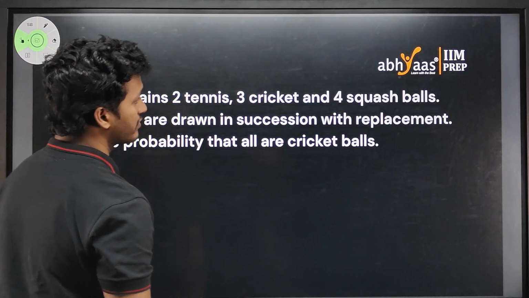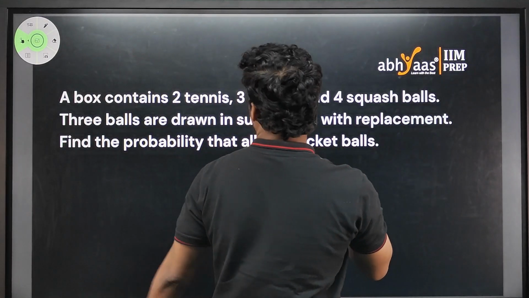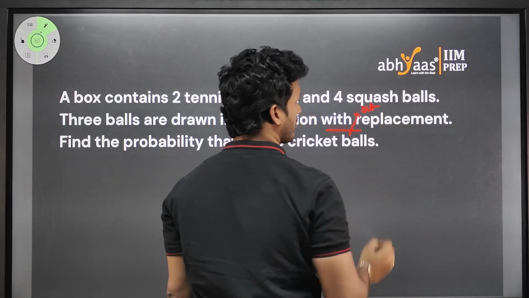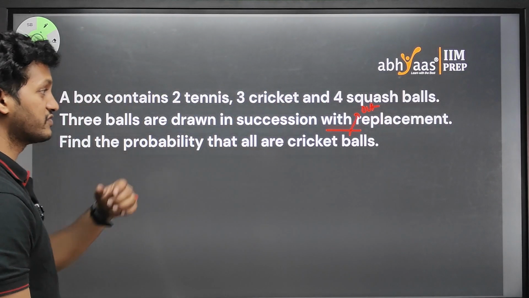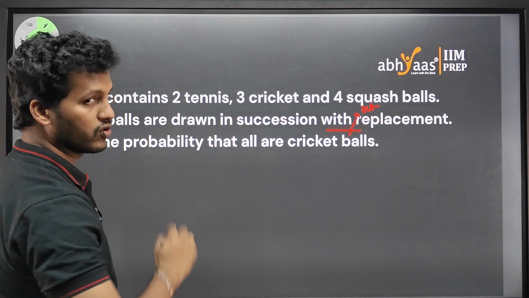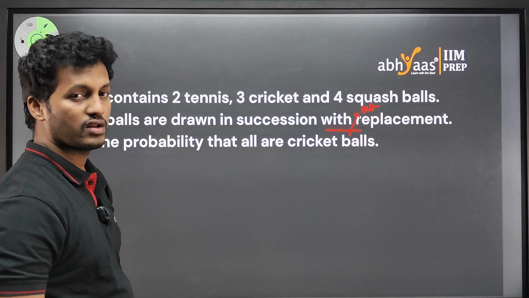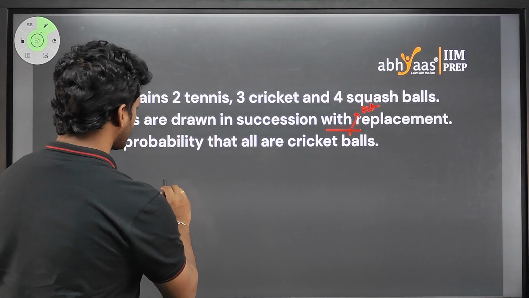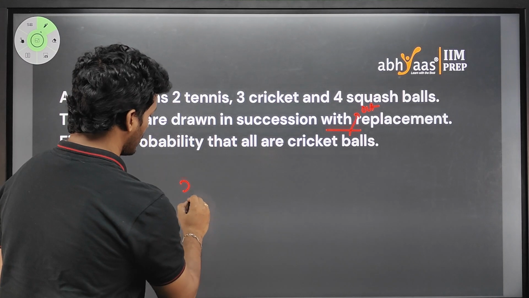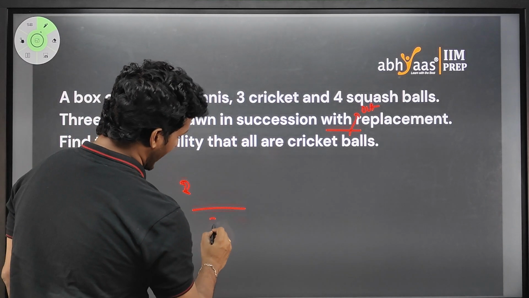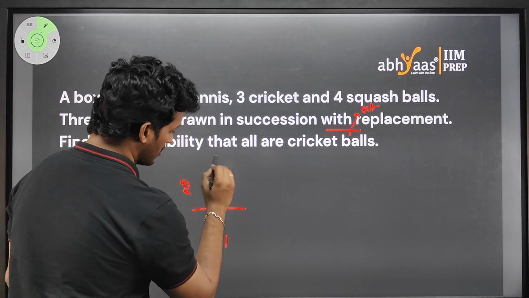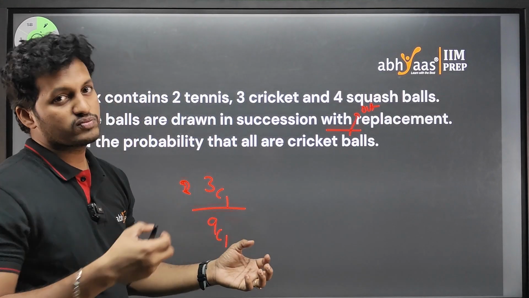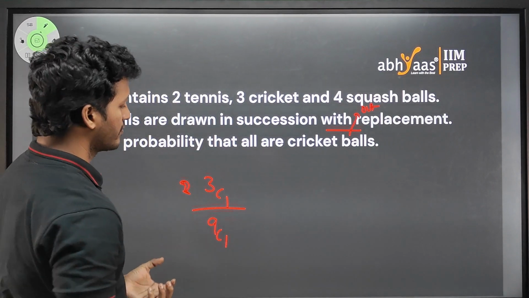But what if it is said without replacement? Okay, what if it is without replacement? That means if I take one ball out, how many balls will be there in total for the next ball to take? It would be 8. So 3C1 divided by 9C1 would be the first probability, getting the first ball as a cricket ball.